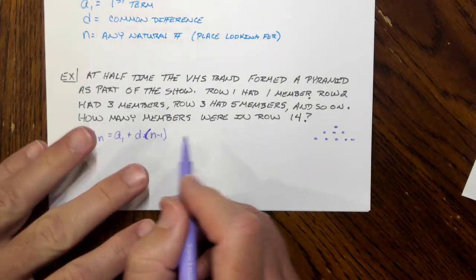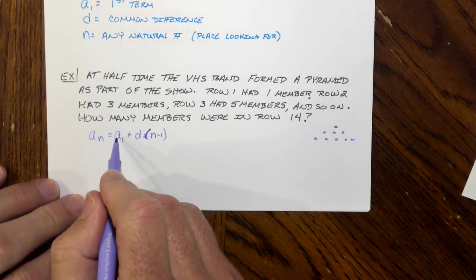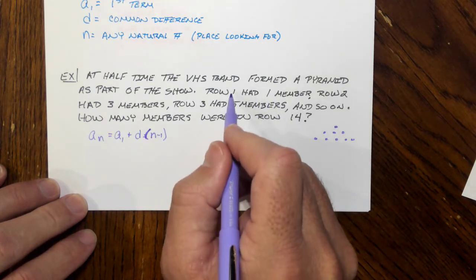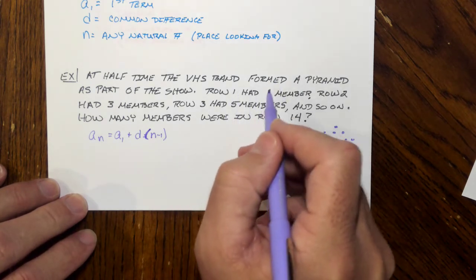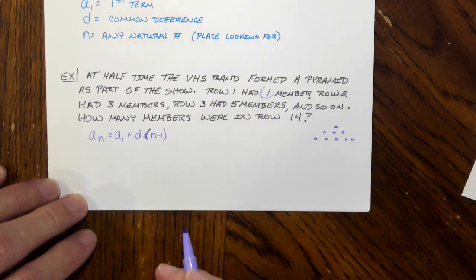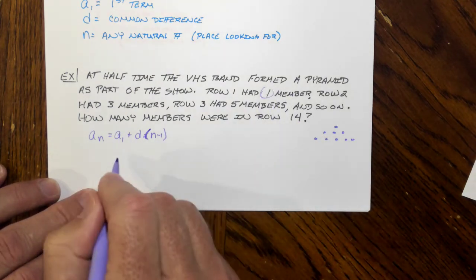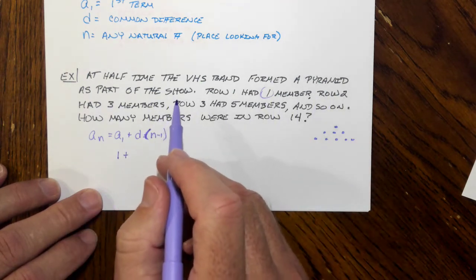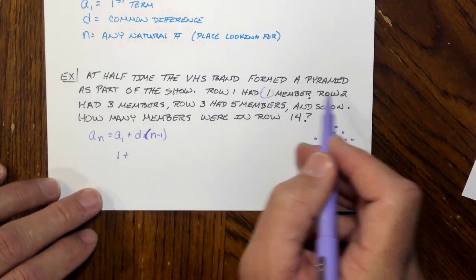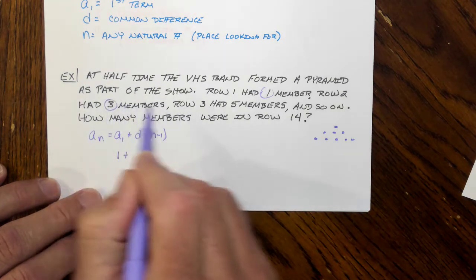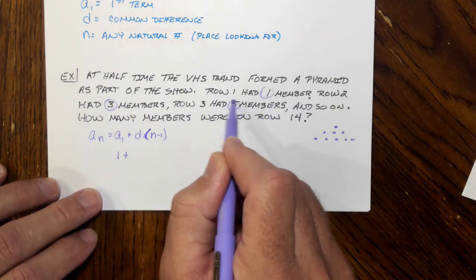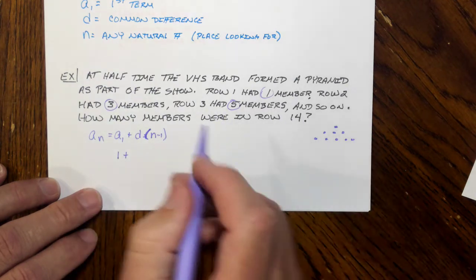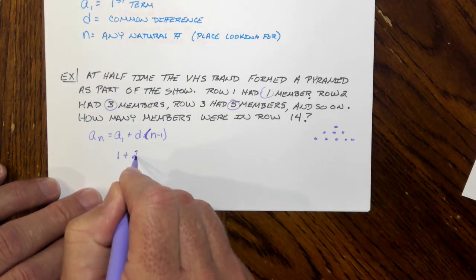So what values do we have? Do we have the first term? We do. Row 1, that would be a domain, has 1 member. So A sub 1 equals 1. Do we have a common difference in what's going on here? Well, row 2 had 3 members. Row 3 had 5 members. So I had 2. So we keep adding 2 to it. So D is equal to 2.